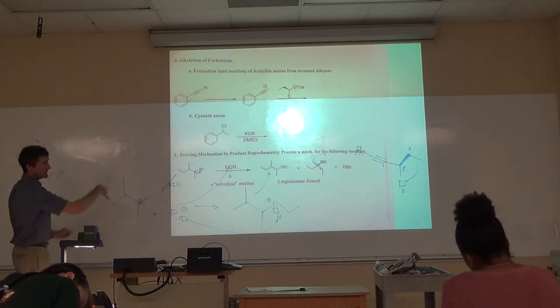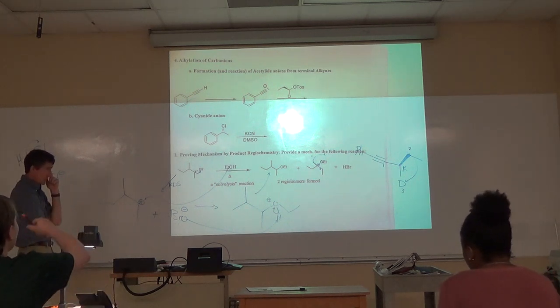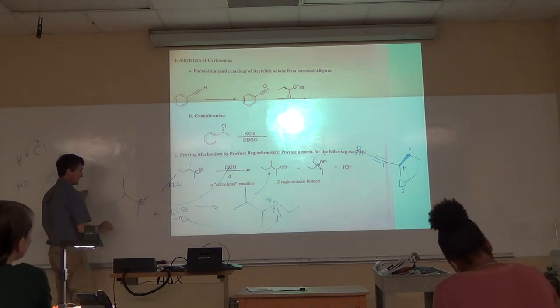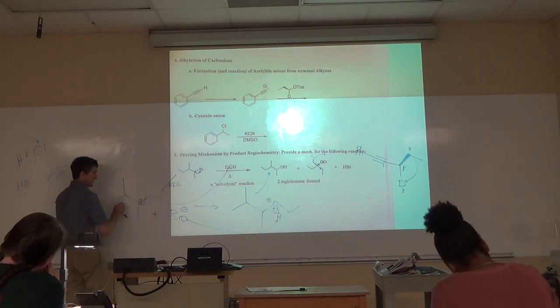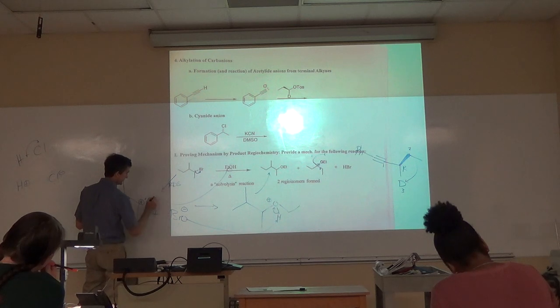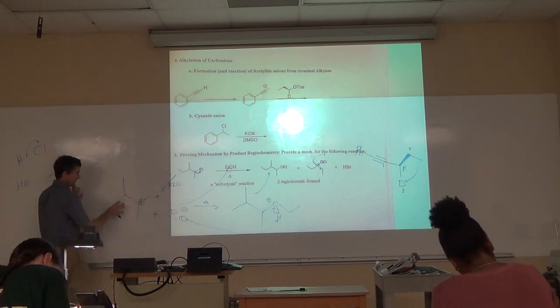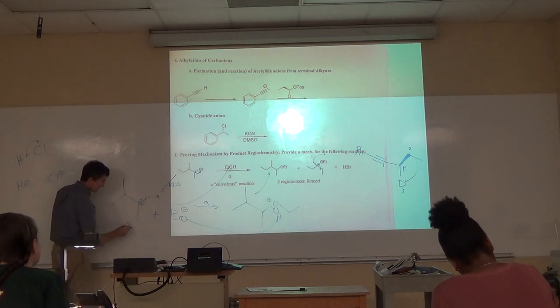Okay. So how do you get the second product? What are carbocations prone to doing? Rearranging. Okay. This is sort of A. This is A going that way. Let's put another arrow here. What can we do? That's a secondary carbocation.